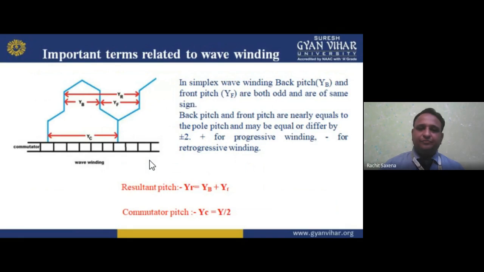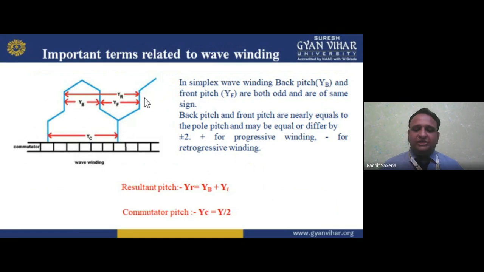Now see the important terms related to wave winding. If I am talking about the commutator, this is the commutator pitch. This is the back pitch, and this is known as the front pitch. The total addition of these two is called the resultant pitch. If addition is there, we can say it is wave. If subtraction is there, it is called lap.